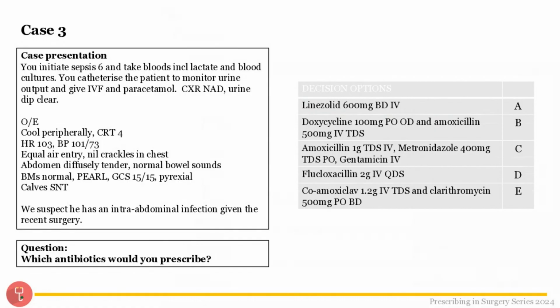Calves are soft, non-tender. So at this point, we're suspecting he probably has an intra-abdominal infection, given that he's recently had surgery and we can't find any other problems in his urine or his chest. So which antibiotics would you want to be prescribing here?